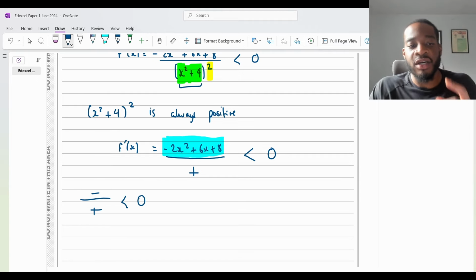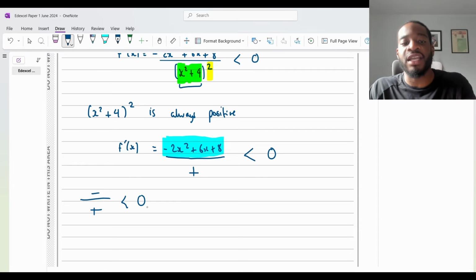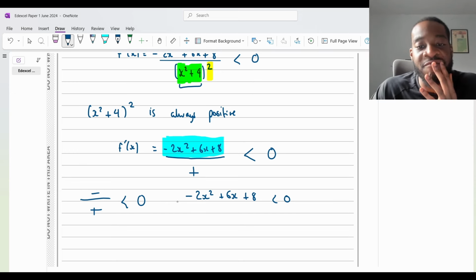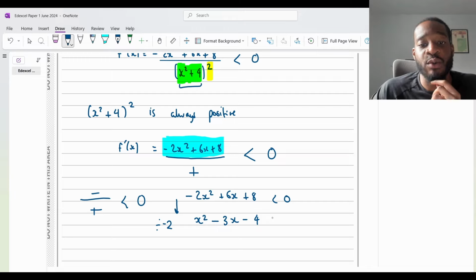It's a negative number. So therefore, I want the values of x for which the numerator is less than 0. So all I'm going to do now is solve minus 2x squared plus 6x plus 8 being less than 0. How do I solve that? Well, they're even. I'm going to divide by negative 2 just so I can get the x squared term to be positive. So if I divide by negative 2, it's going to be a positive x squared. It's going to be minus 3x. It's going to be minus 4. And that inequality will flip, isn't it?